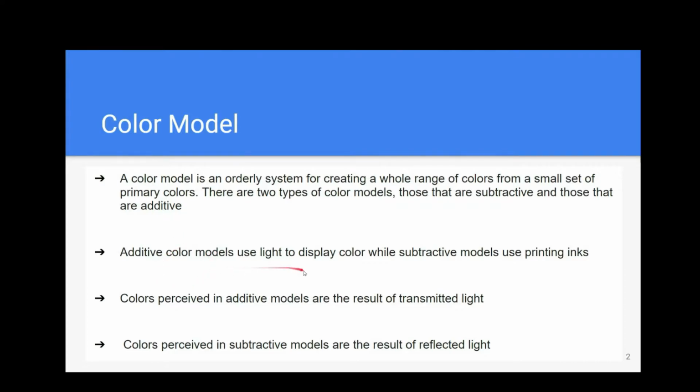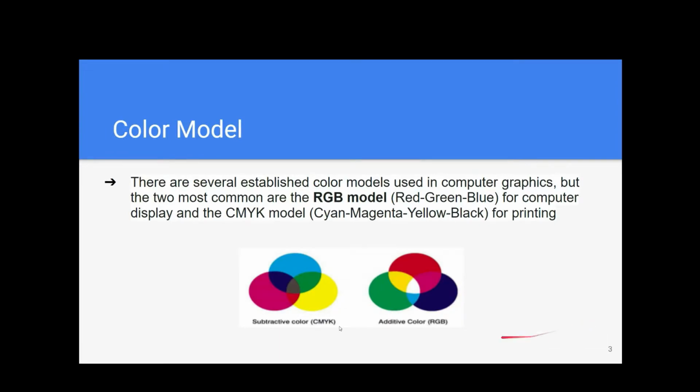The additive color models use light to display color, while subtractive models use printing inks. Color produced in additive models results from transmitted light, and color produced in subtractive models results from reflected light. Here we can see this is the subtractive color and this is the additive color. There are several established color models used in computer graphics, but two are most common. One is RGB, which is very famous for computer display, and another one is the CMYK model for printing.